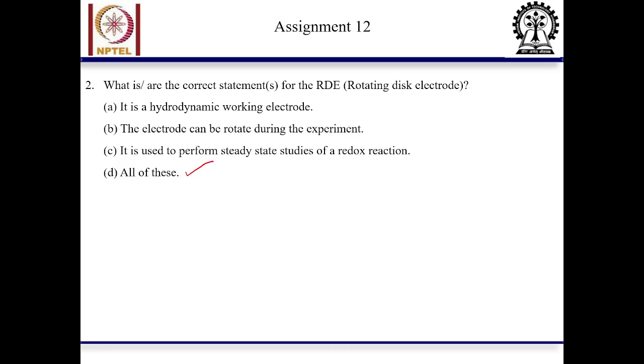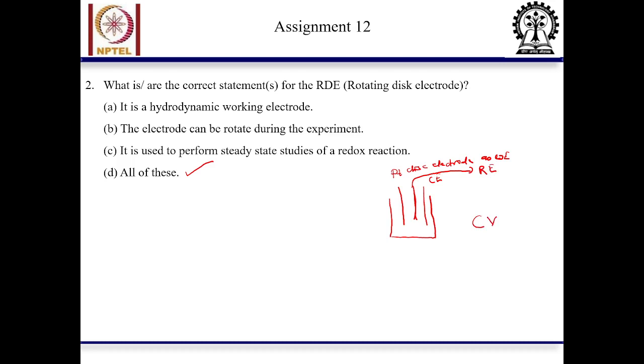Now, what is the rotating disc electrode? First of all, we know CV, right? In CV, we have a three electrode system. Suppose this is a platinum disc electrode as a working electrode. We have a counter electrode and we have a reference electrode in between, right? So this is CV.